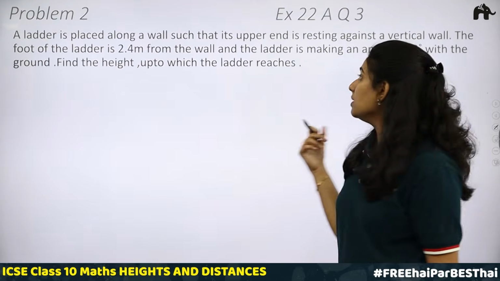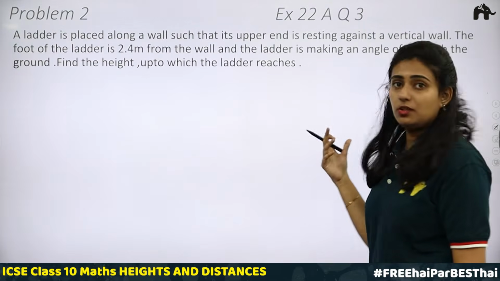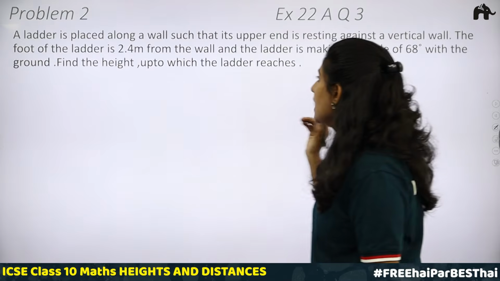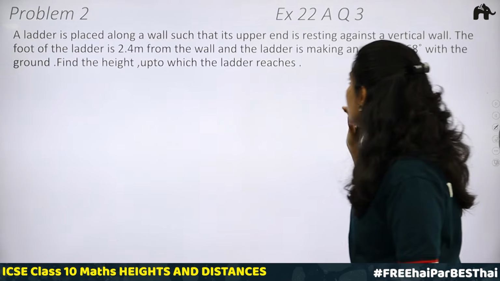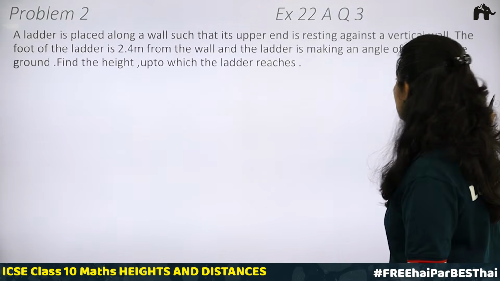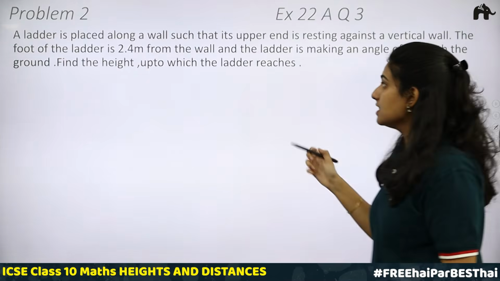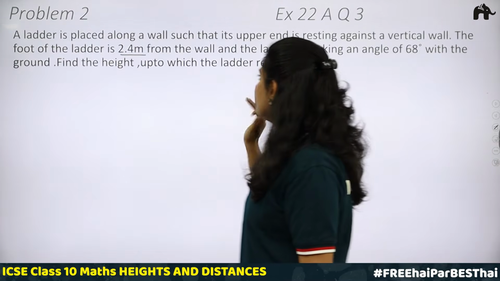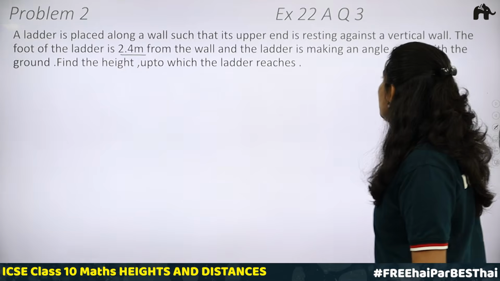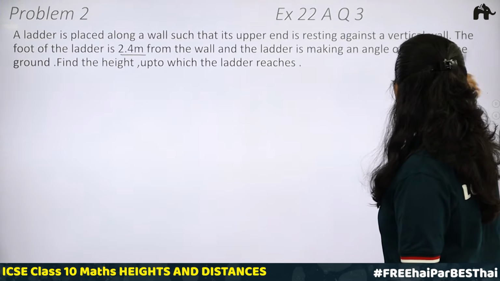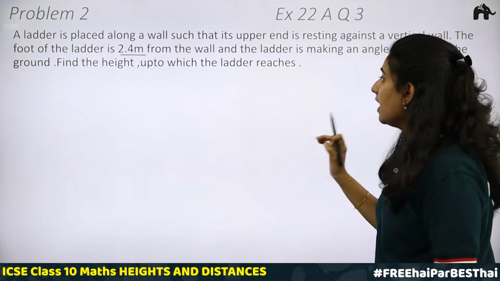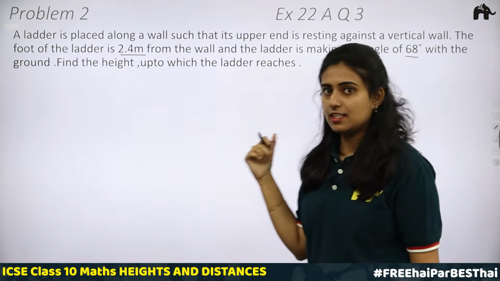Clear? Second problem, question 3 of exercise 22A. A ladder is placed along a wall such that its upper end is resting against a vertical wall. The foot of the ladder is 2.4 meter from the wall and the ladder is making an angle of 68 degree with the ground. Find the height up to which the ladder reaches.